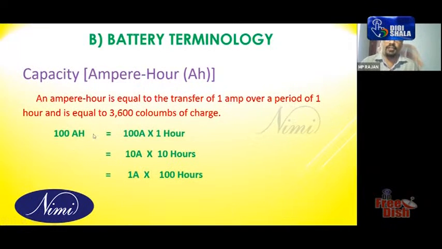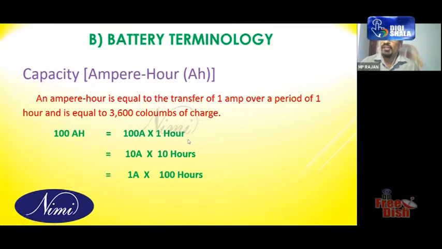Let us take the case of a 100 Ah battery. If it is supplying 100 ampere current, it can give it continuously for 1 hour without the battery exceeding its limit. Within the normal voltage, this battery can give 100 ampere current to the load for a period of 1 hour.